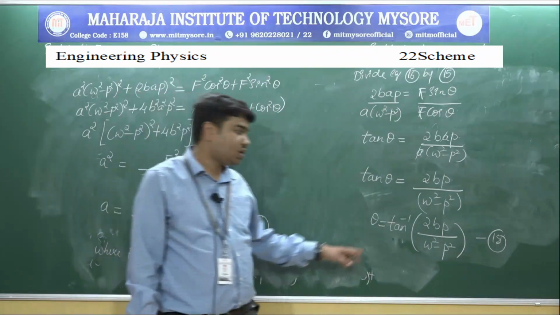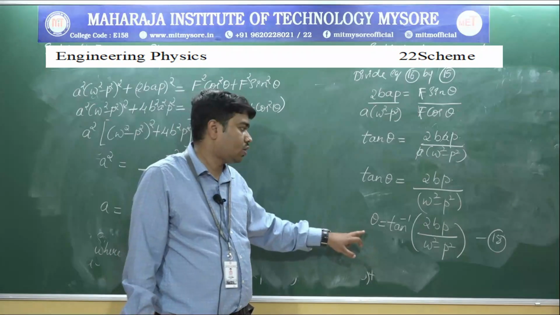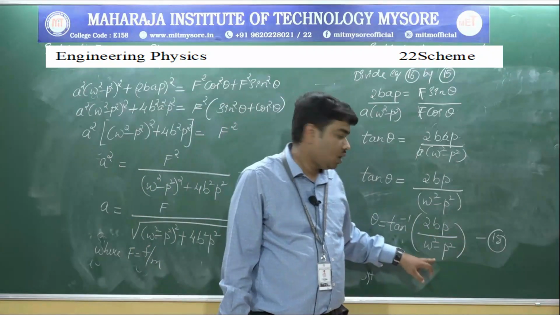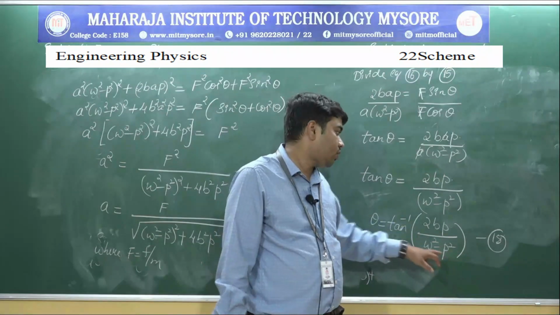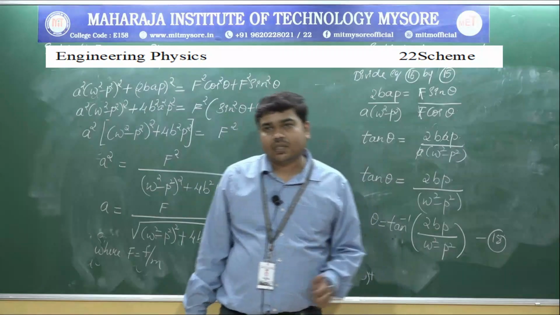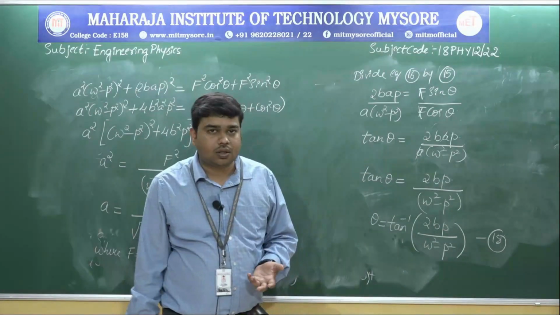So equation 18 is the phase for the forced oscillation, given by θ is equal to tan inverse of 2bp divided by (ω² − p²), where b is the damping coefficient, p is the frequency of the applied force, and ω is the frequency with which the body is oscillating.